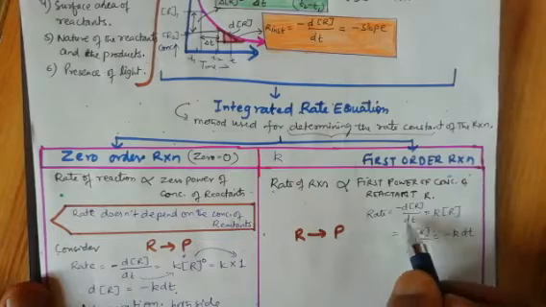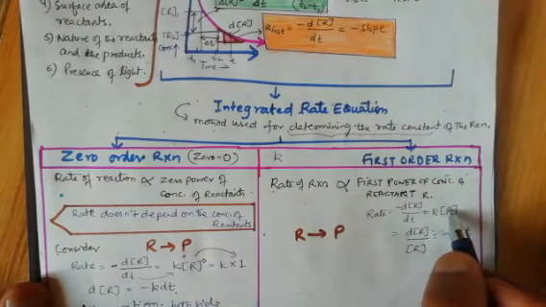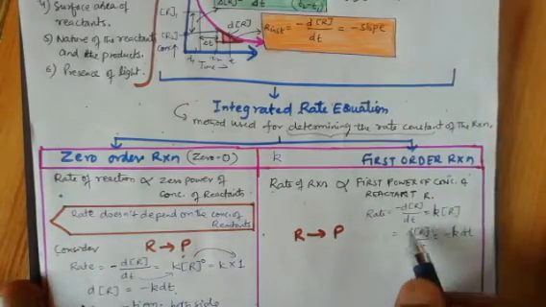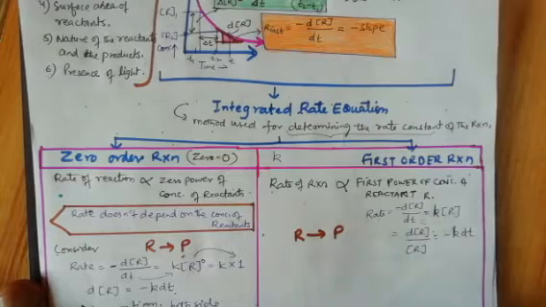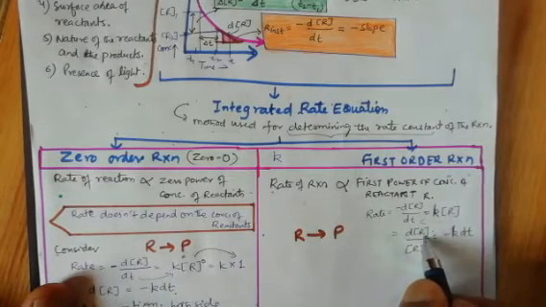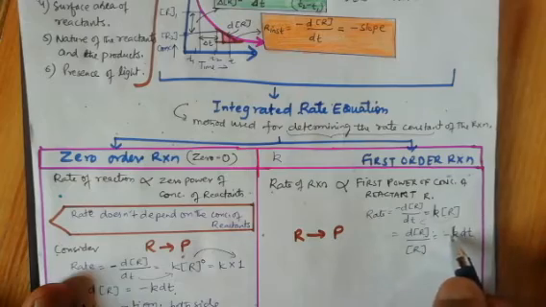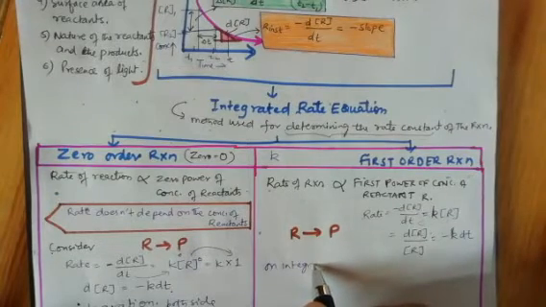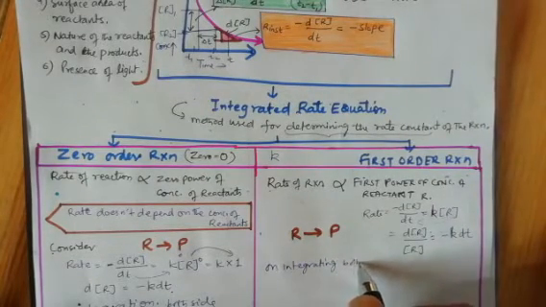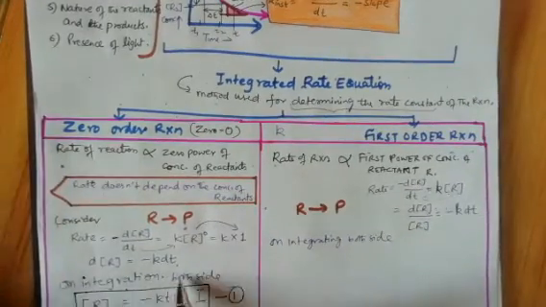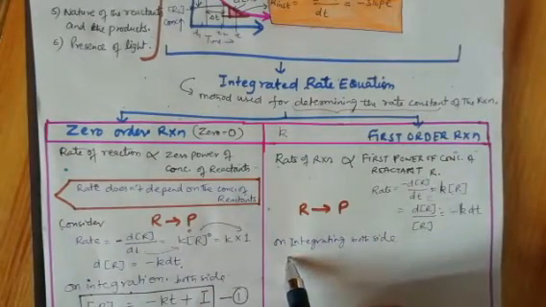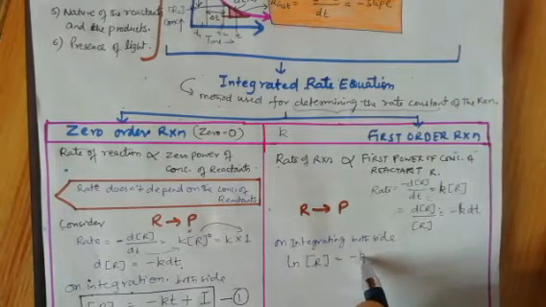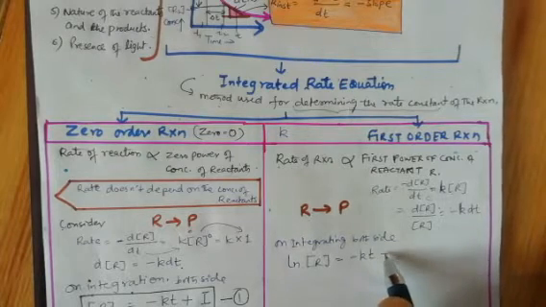By interchanging the equation, dt goes to that side, and minus dt we take with k. This k is the constant, not R. And this R we take to this side, so d of the molar concentration R upon R is equal to minus k dt. Now on integrating both sides, the equation becomes natural log R is equal to minus kt plus I.